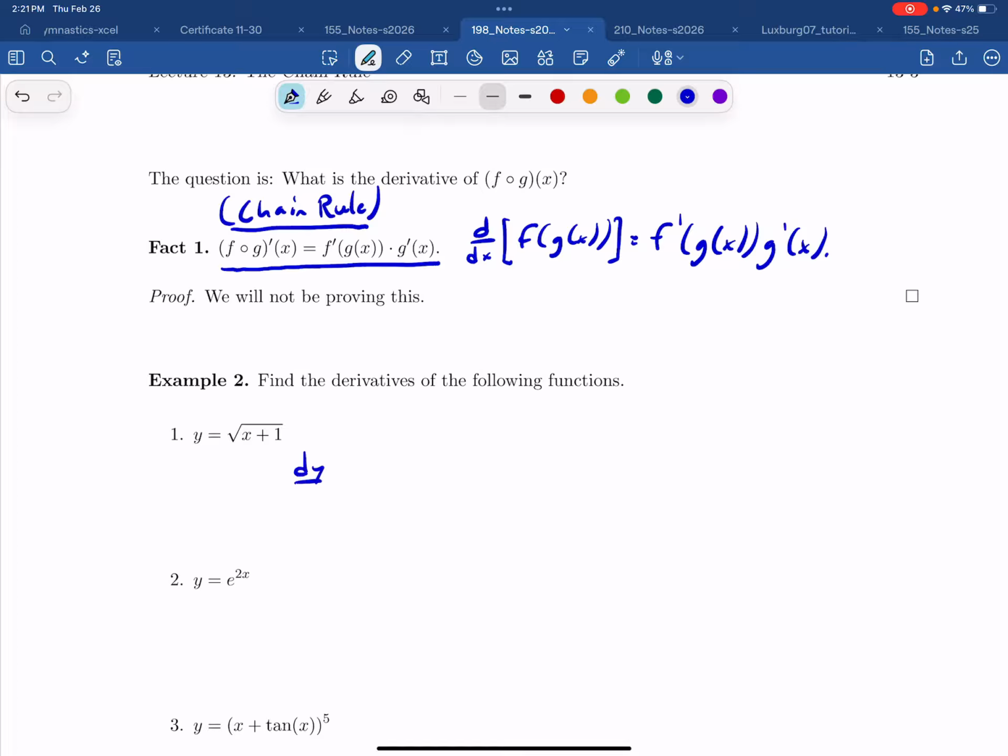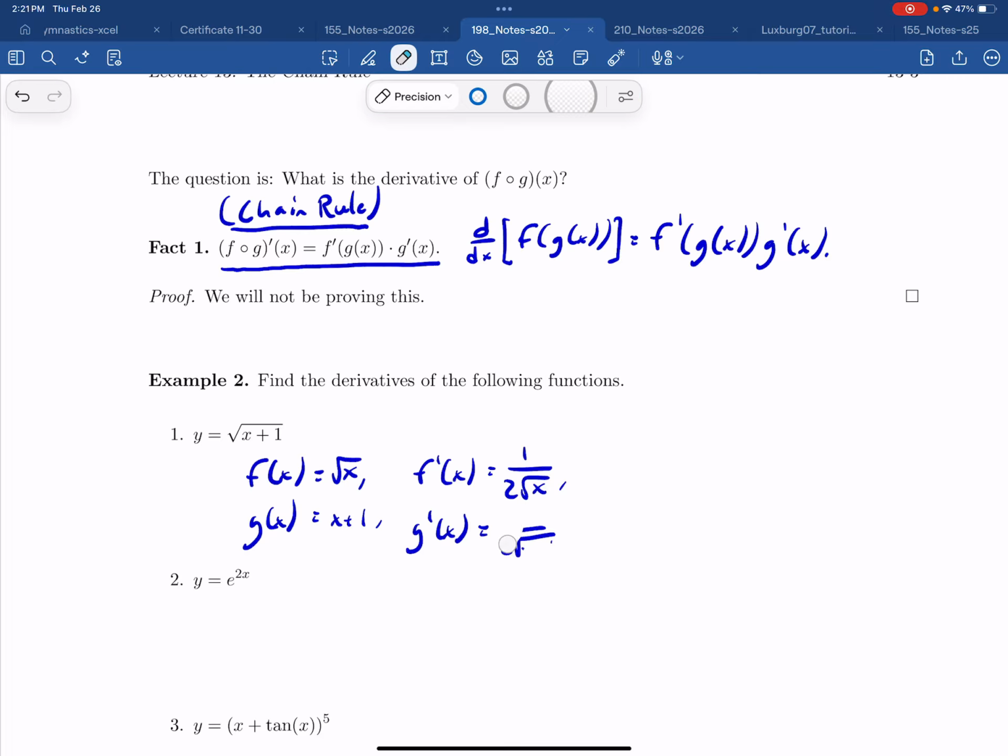So now we know dy over dx. Well, in order to find dy over dx, before I write it out, I'll say let f of x equal the square root of x. Let g of x equal x plus 1. And since we're going to be using f prime and g prime, let's write those out too. F prime of x is going to equal 1 over 2 root x. And g prime of x equals, sorry, not x plus 1. Oh my gosh, what am I talking about here? I'm so sorry. G prime of x equals 1.